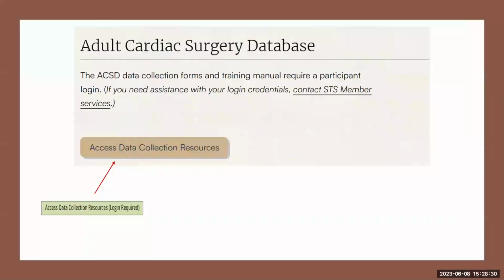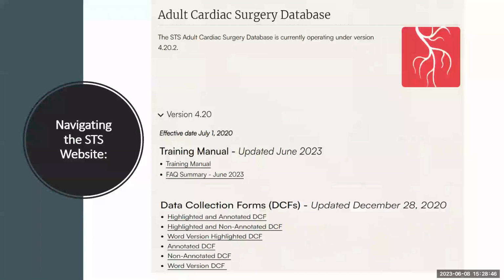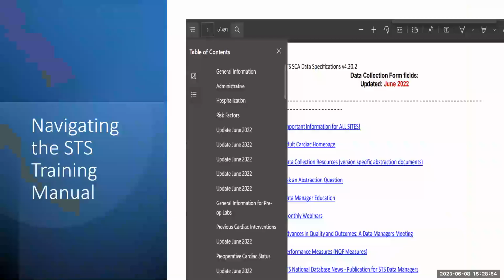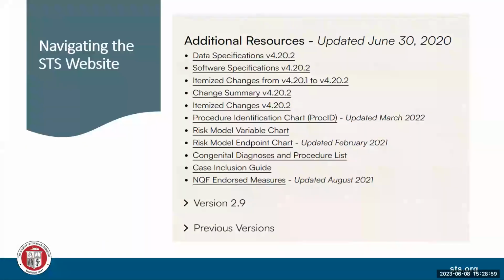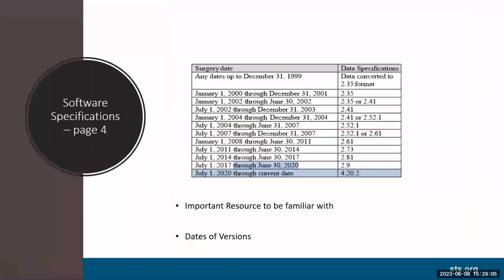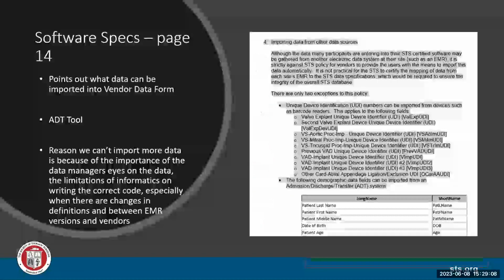To get there, you go to Data Manager Resources, access the data collection, sign in with your STS login, not your IQVIA login. This is a different one. Once you sign in, it'll show you this. And as you scroll down this particular part of the website, that's what we're going through now. So that's where your risk model is. That's where your Proc ID, your software specs, your case inclusion guideline, all the stuff we're talking about is in this section. Okay. I think that answers a couple questions up there.